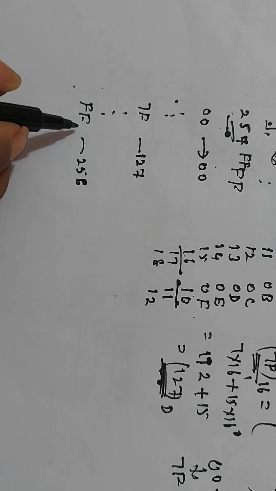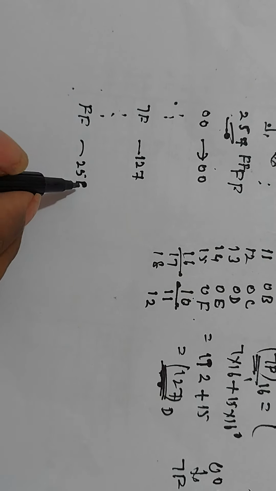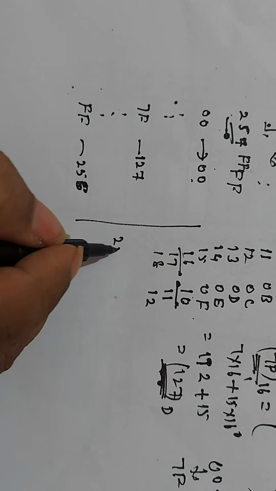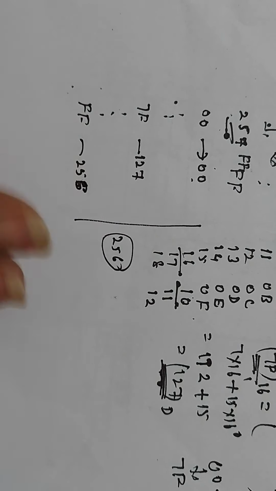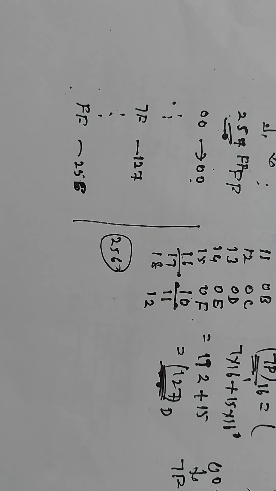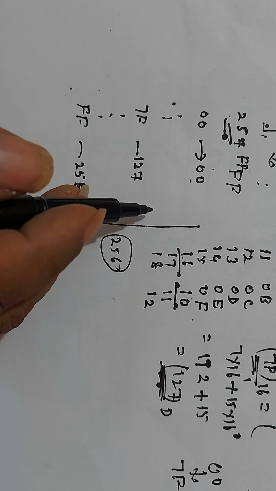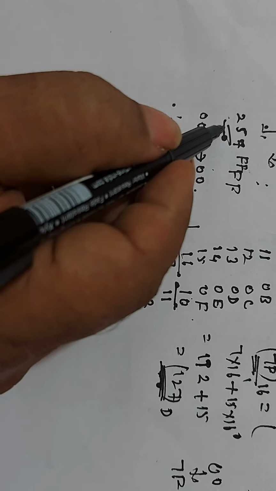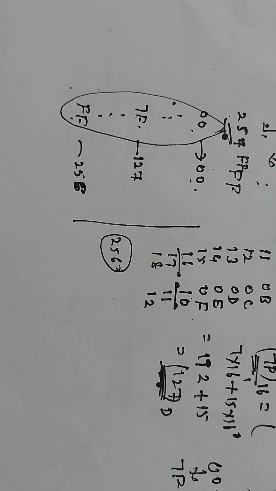F is 15 and FF is 255. Including 0, totally there are 256 locations. Each location consists of an 8-bit register. It can store a single byte. Now, these 00, 7F, up to FF are called addresses of the RAM locations. So, what is the address? Address is nothing but a byte.